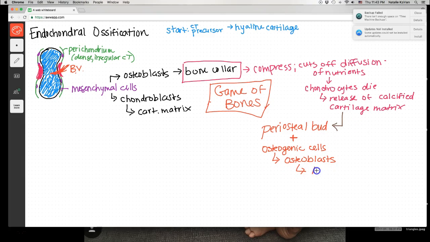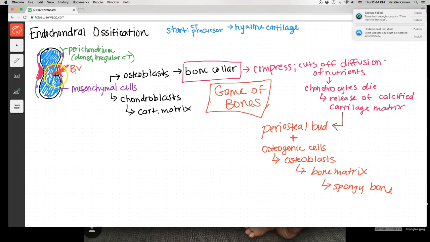It wants to create bone matrix, right? And so we have to say the winner here is osteoblasts, and they are going to invade that calcified cartilage and lay down the beautiful bone matrix and create spongy bone. So it creates its spongy bone, okay? All from that bone collar and that blood vessel coming in. So that makes this the first ossification center there.